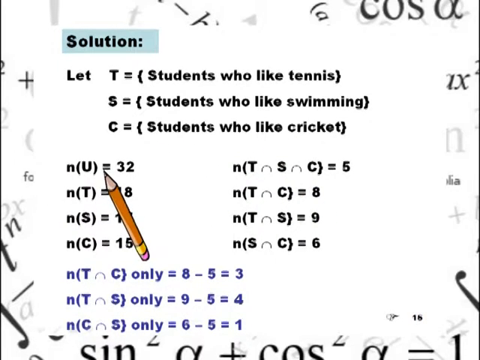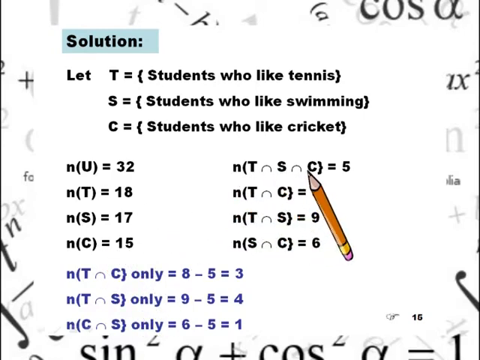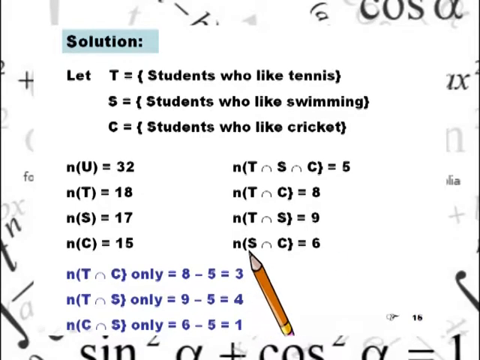Number in U equals 32. Number in T equals 18. Number in S equals 17. Number in C equals 15. Number in T intersect S intersect C equals 5. Number in T intersect C equals 8. Number in T intersect S equals 9. Number in S intersect C equals 6.